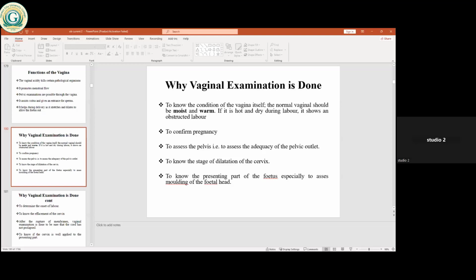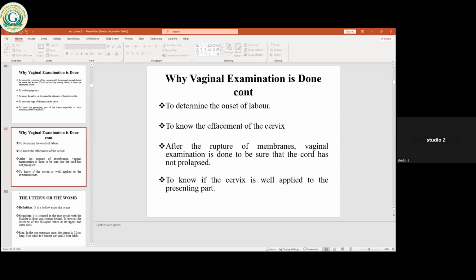To determine the onset of labor, we said that if you do vaginal examination and the cervix is closed, the woman is not in labor. Sometimes we do vaginal examination to know the effacement. When we went through the terms, we saw effacement, taking up of the cervix. When you are doing vaginal examination at any pregnancy or labor, when you put your finger into the vagina of the woman, you touch the cervix. Later on in labor, when touching at the point, you do not feel any cervix again. So the effacement has increased. And you can know this through vaginal examination.